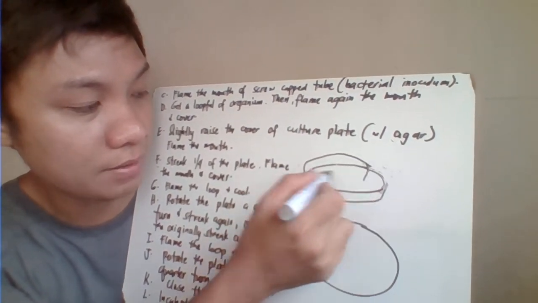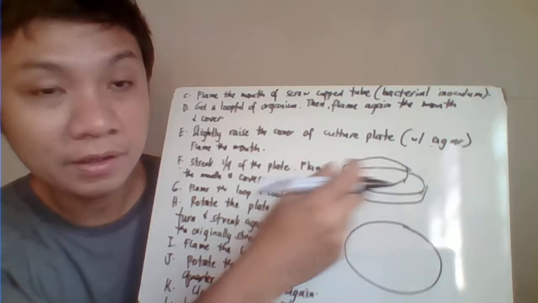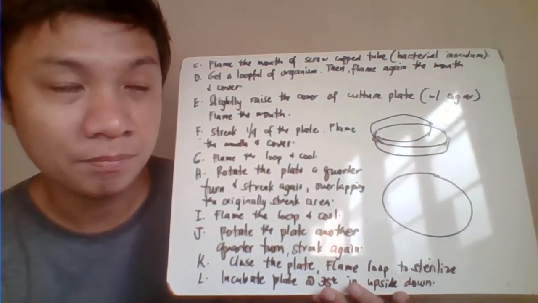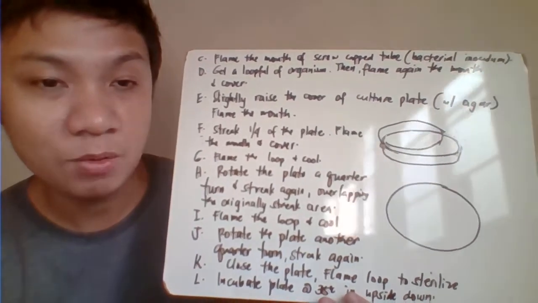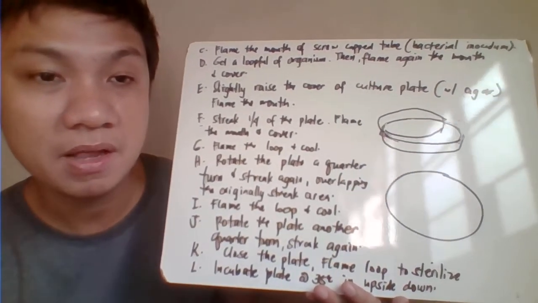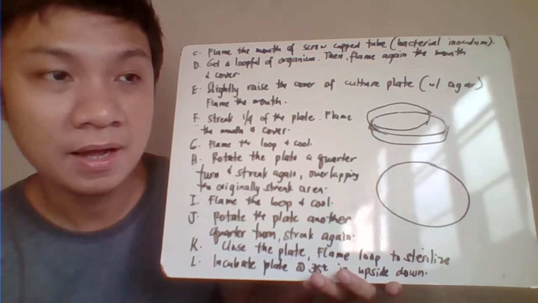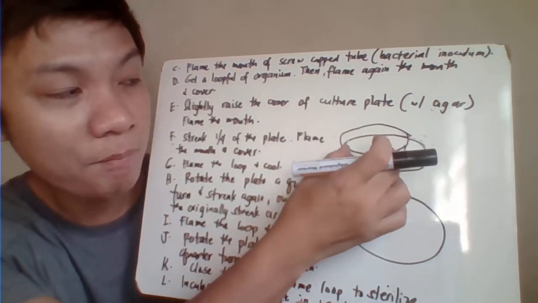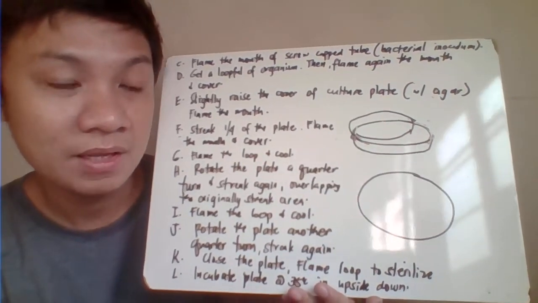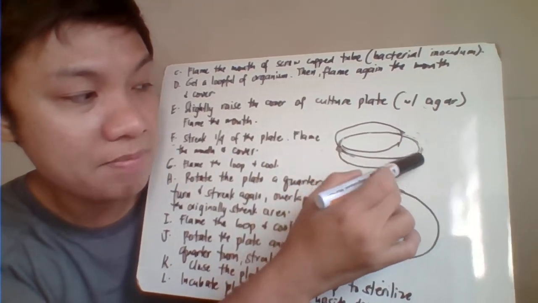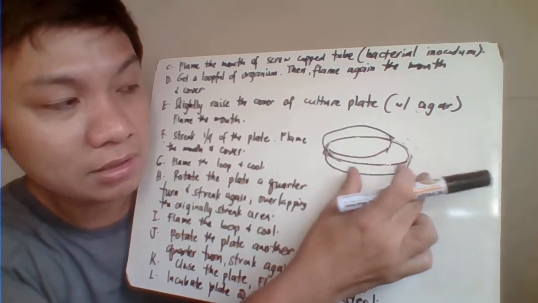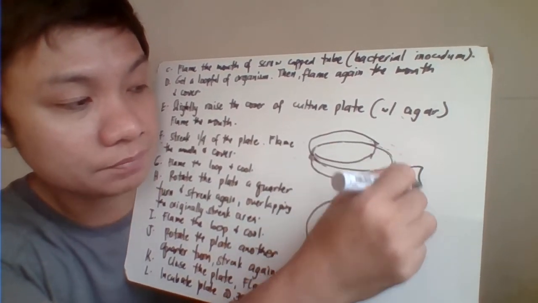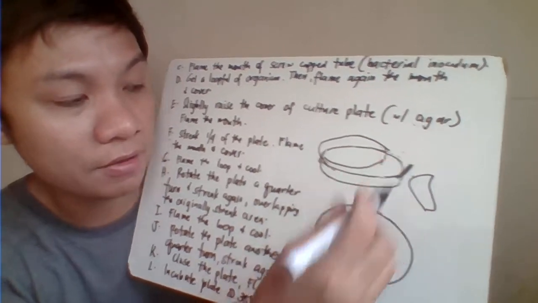Slightly remove that one. Don't open it too wide, to prevent it from being exposed to the air, because remember the air contains microorganisms. So open it only lightly. And then try to flame the mouth of this one. You pass it again through our Bunsen burner flame, this area here.